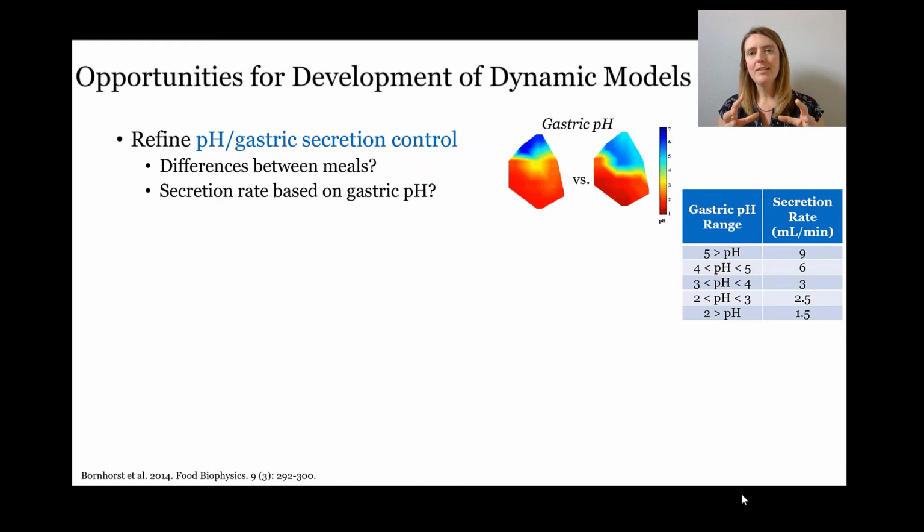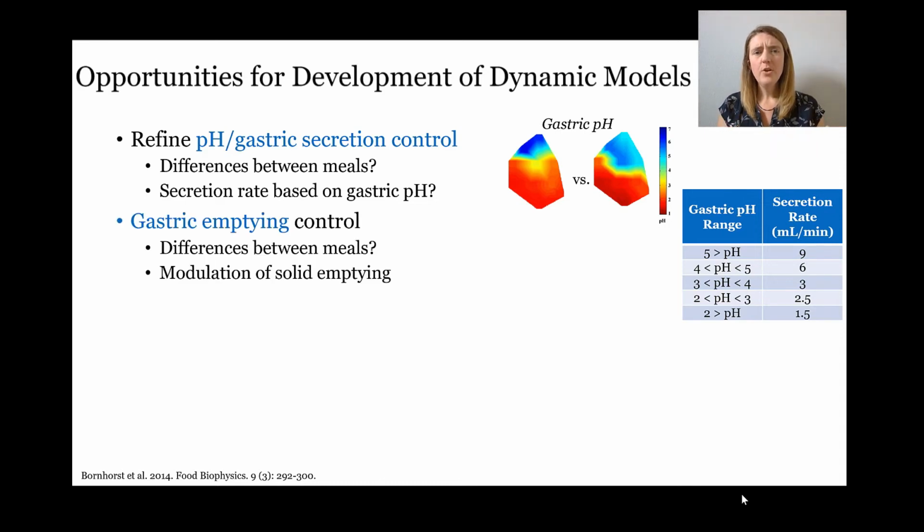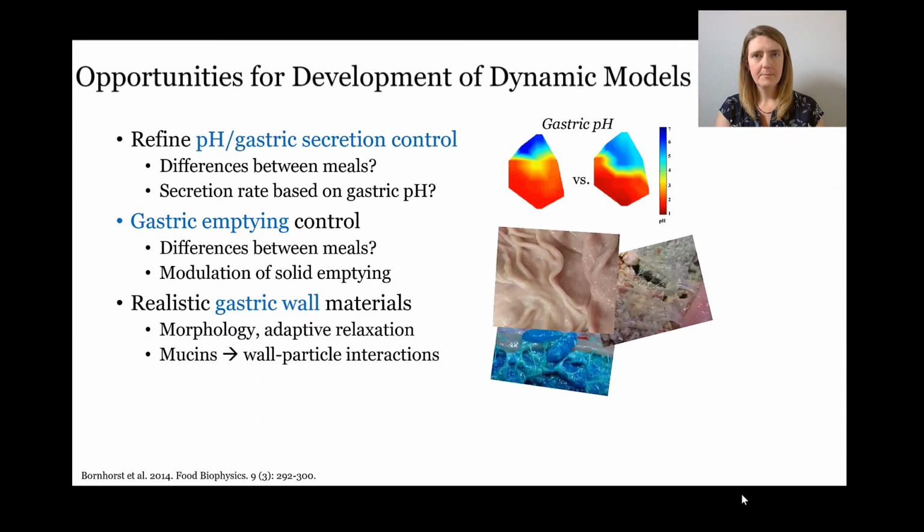In those two pictures, you can see different gastric pH distributions from an in vivo study that show different meals have both a different distribution over time, but also within the stomach. So can we actually refine this pH control to, say, control our secretion rate based on our pH? It's also very important to look at the gastric emptying control. So how can we refine the differences between meals and modulate this solid emptying?